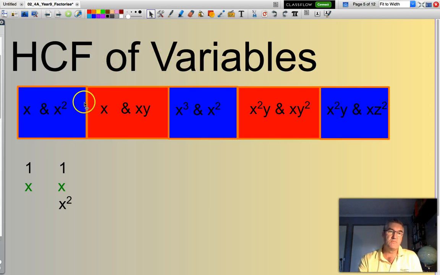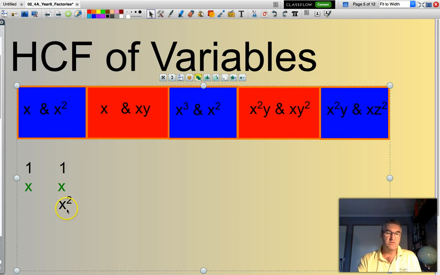If, for instance, I had x and x squared, my factors of x would be 1 and x. Likewise, my factors of x squared would be 1, x, and x squared. So I could say the highest common factor would be x.